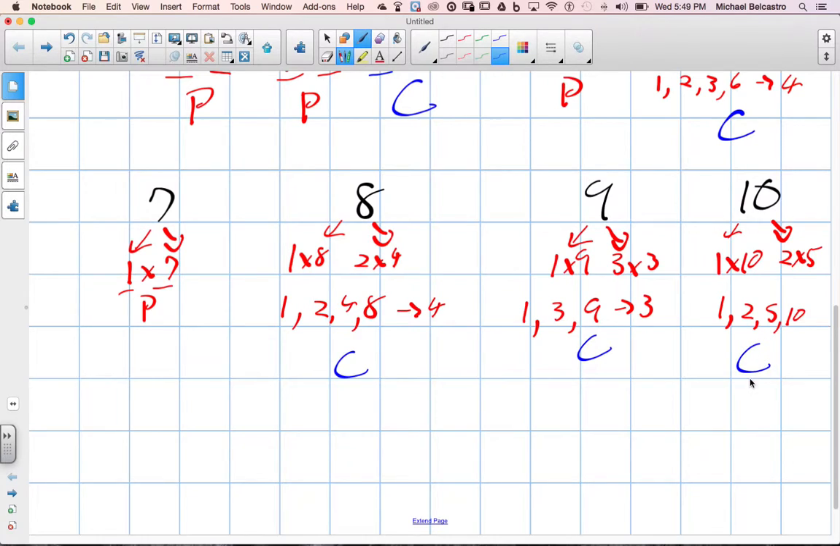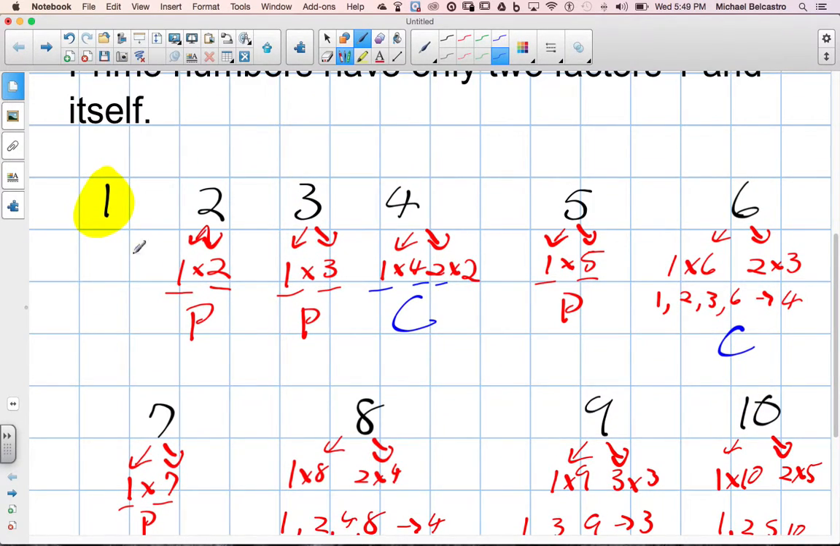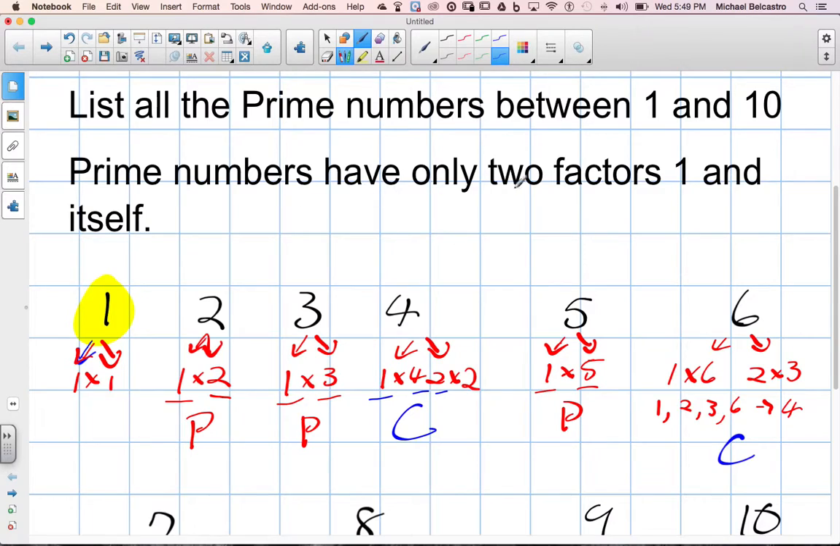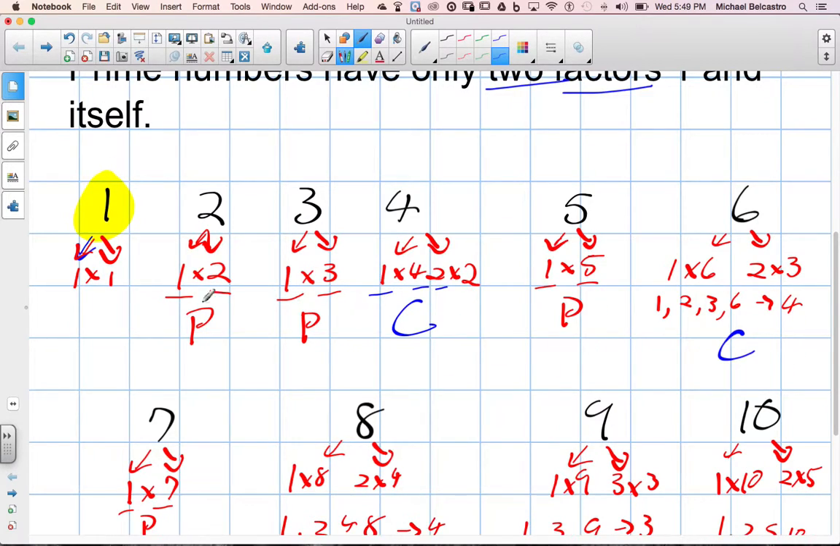Excellent. So what's the only one we didn't do? 1. Tell me about 1. 1 times 1. You would think it's a prime. Is it? No. Why not? It's got 1 and itself, but one of the stipulations is that it has to have 2 factors, and it actually only has 1 factor. All of the other ones have 2 or more, either 2 or 4 or 3. This one only has 1 factor, the number 1. So this is not a prime or a composite number. It's neither of them.